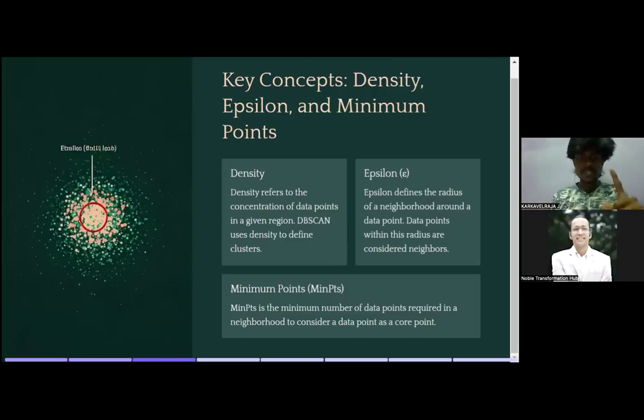Density defines the clusters in DBSCAN. Epsilon is the radius. Whatever data points are inside are considered to be a single cluster. Then we have something called min points. A data point is considered a core point when it has the minimum number of neighbors around it based on min points. If we say 5 data points should be around a point in order to consider it a core point, then 5 is the minimum points. That's it. Hope you can understand.